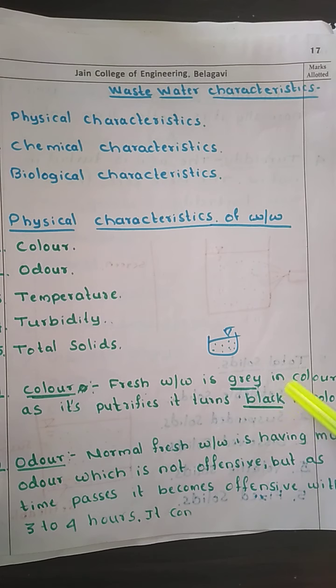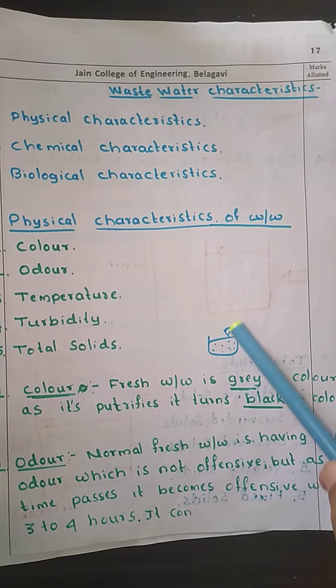Now I am explaining why this gray color will convert into black color. When there are microorganisms in the wastewater, they consume food. Whatever organic matter is in that wastewater, they consume it and survive in it. They not only consume the organic matter, they also consume the oxygen which is present in the wastewater.